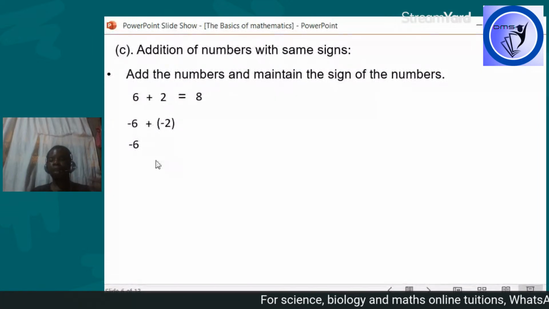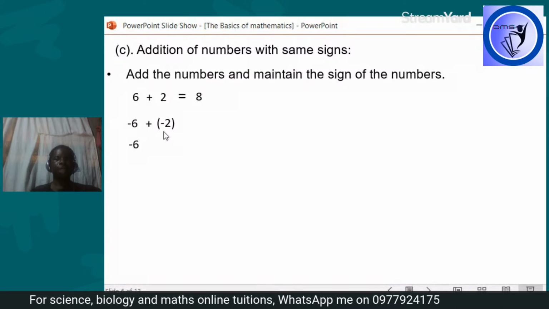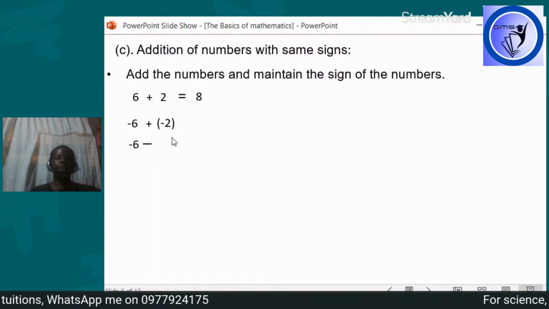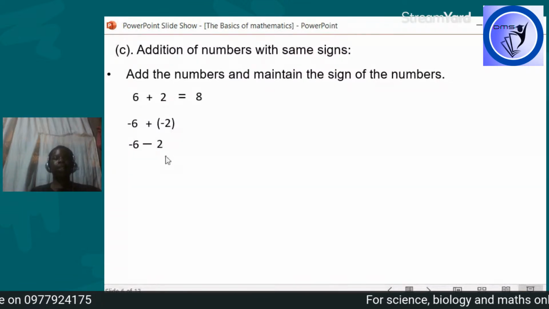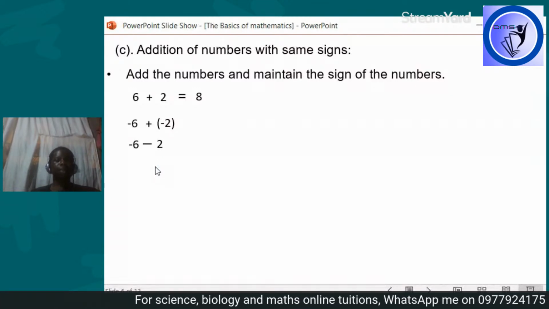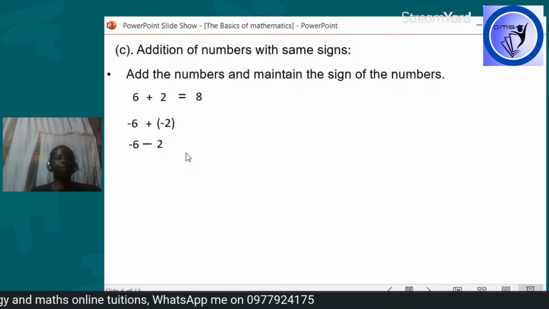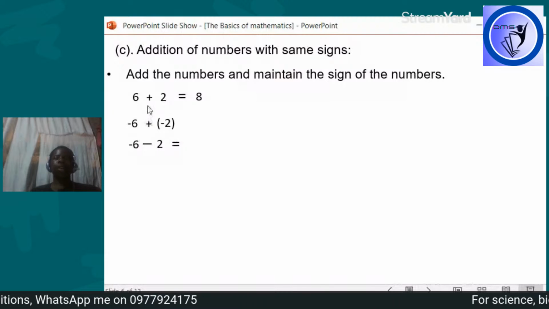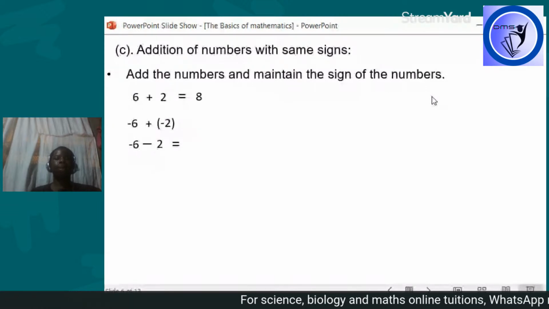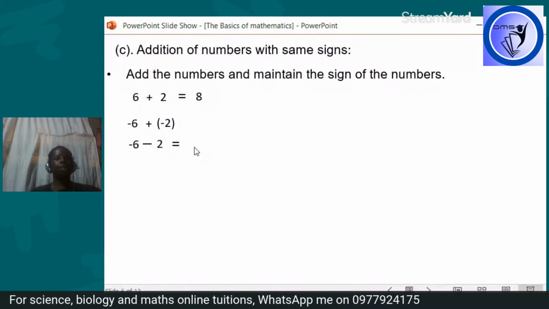So you shouldn't have that spirit of forgetting stuff as you learn them. Positive times negative will give you negative. So you have this one now, you drop a 2 here. Someone will be wondering, are we adding or subtracting? We are actually adding because these have the same signs. So we have -6 and then -2 here. According to this condition, you add the numbers and maintain the sign of the numbers. So we add 6 plus 2, we get 8.